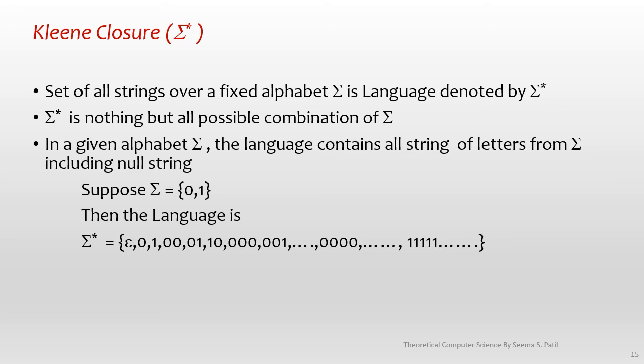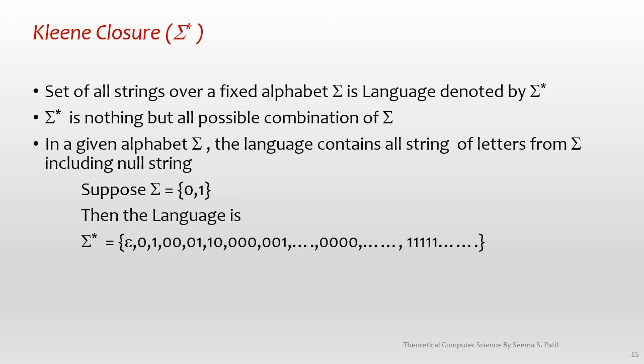There are two types of closures. First one is Kleene closure, sigma raised to star, and second one is positive closure, that is sigma raised to plus. Now we will see the Kleene closure, sigma raised to star. It is a set of all strings over a fixed alphabet. It is a language which is denoted by sigma star, and sigma star is all possible combinations of sigma. In a given alphabet sigma, the language contains all strings of letters from sigma, including null string, that is epsilon.